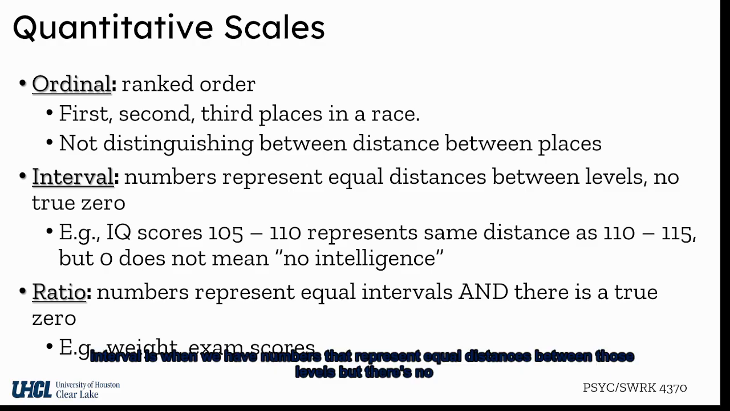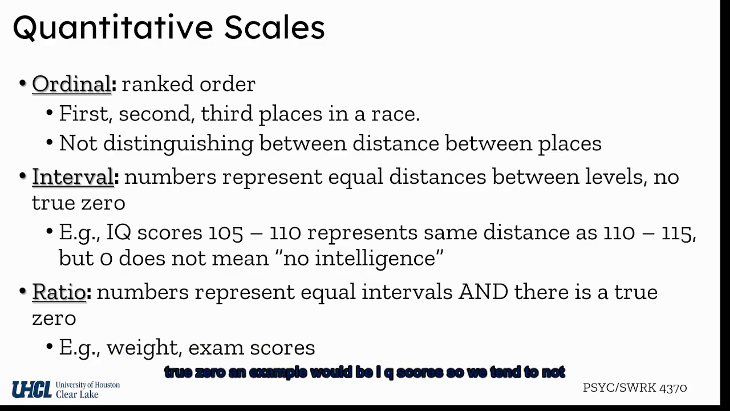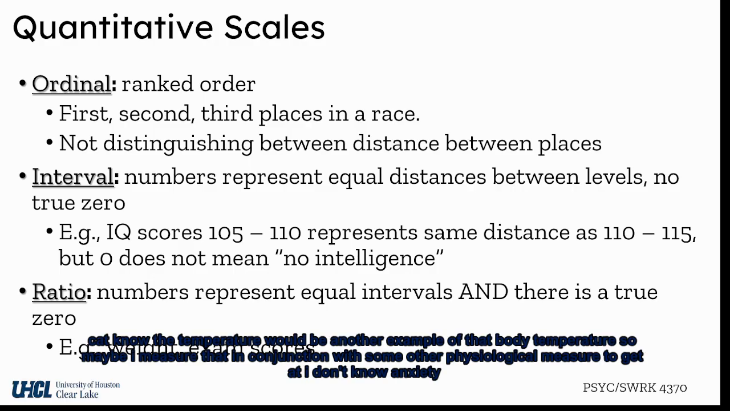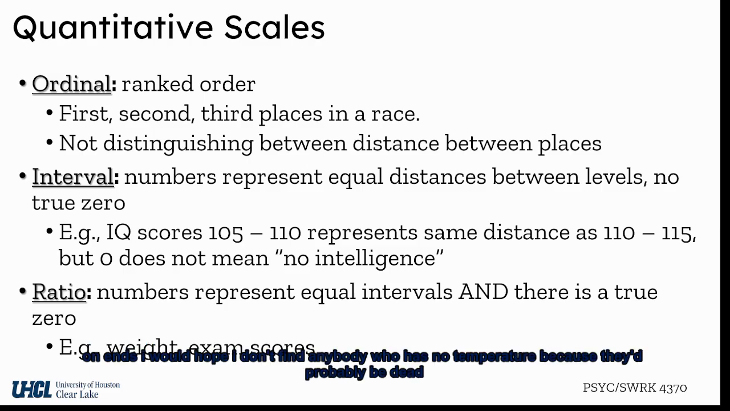Interval is when we have numbers that represent equal distances between those levels, but there's no true zero. An example would be IQ scores. This is something that doesn't have a zero to it, because zero wouldn't mean no intelligence, and that doesn't exist there. Temperature would be another example of that, body temperature. So maybe I measure that in conjunction with some other physiological measure to get at, I don't know, anxiety. And I would hope I don't find anybody who has no temperature, because they'd probably be dead.